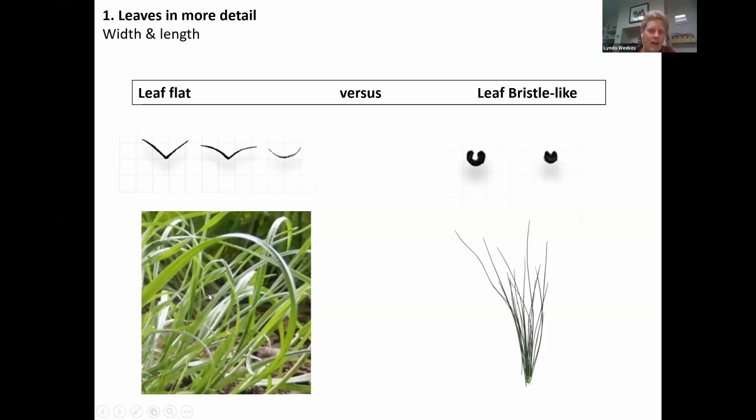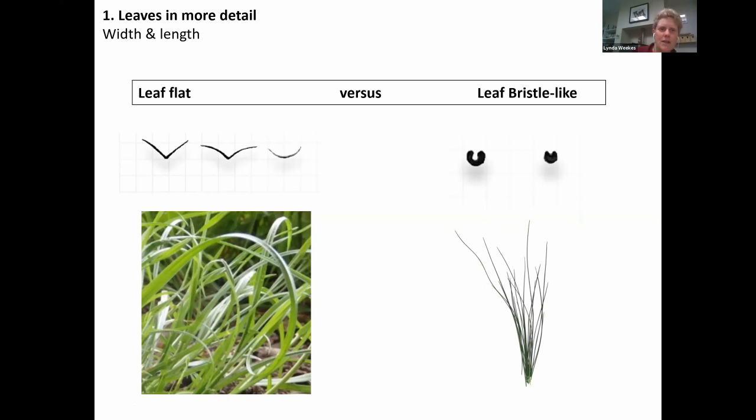But you can have flat ones of various widths, or you can have bristle-like leaves, which can be tightly curled, and they almost look sort of pin-like, if you like. So that's important. Bristle-like versus flat leaves will split up quite a lot of grasses for you into different groups. And these represent here just a cross-section of what the leaf might look like if you cut it transversely. So that's important. So width and length.